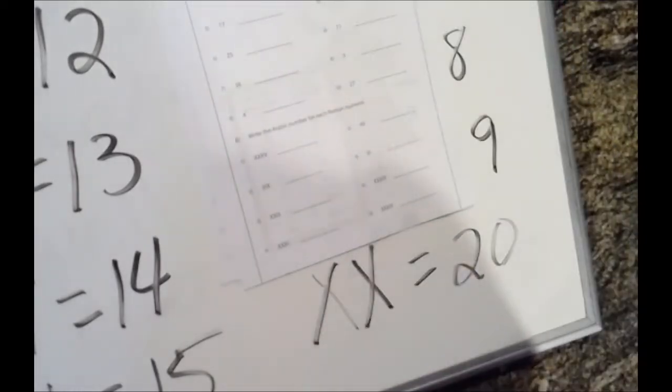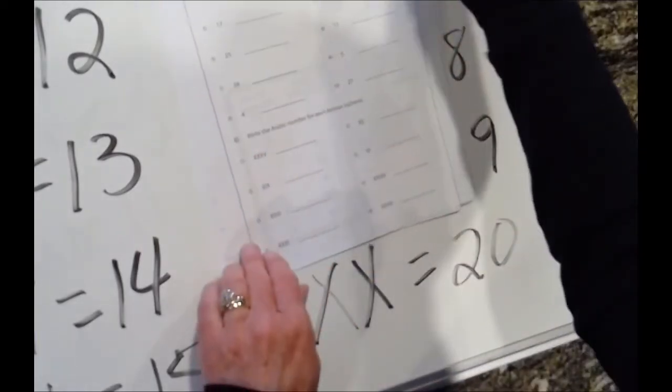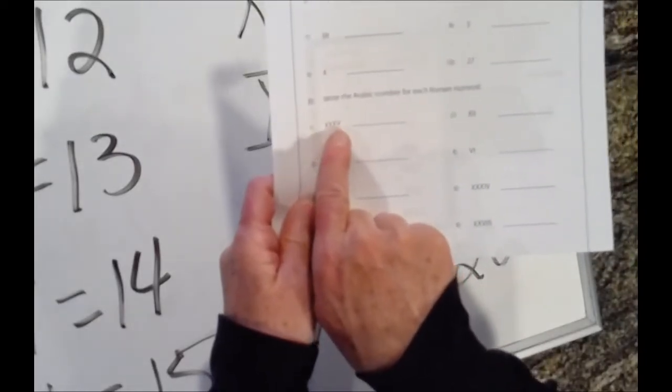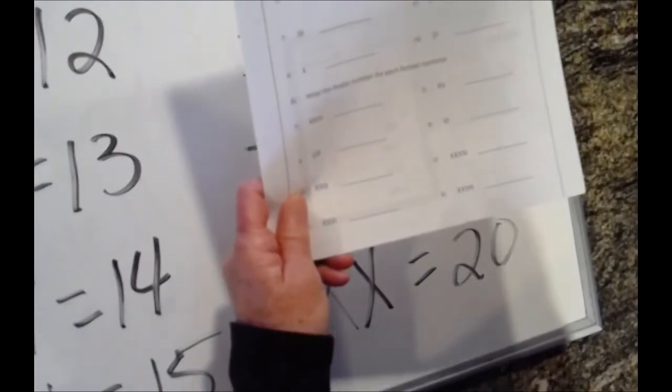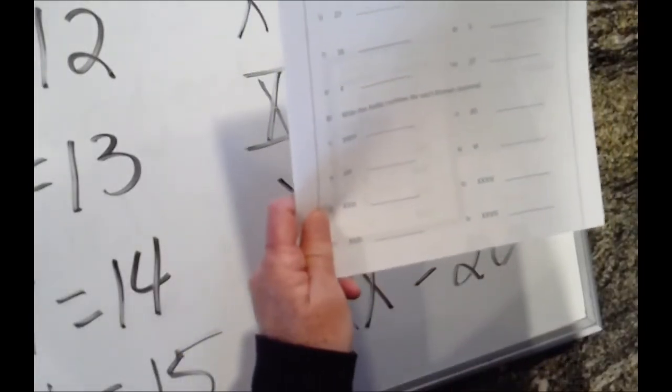Then section B says write the Arabic number for each Roman numeral. So now, again, it's a good way to do our counting, and I know it's hard to see on my paper, but you have your 10, 20, 30, 5. So on this sheet, you'll just put 35. You want to write it in Arabic numbers or standard form. Okay?